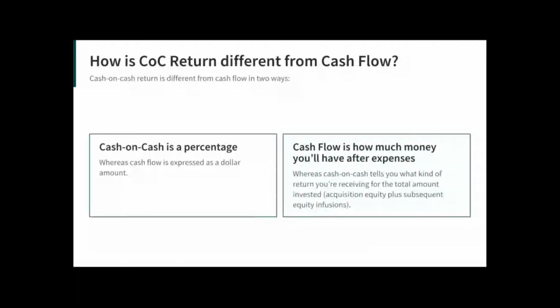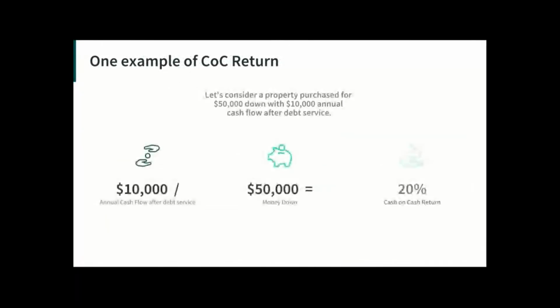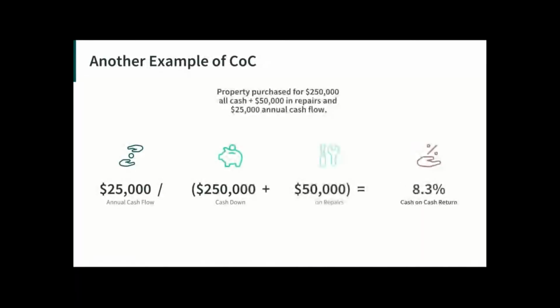So let's take a look at 2 quick examples. Example number 1, property was purchased for $50,000 down payment with $10,000 in annual cash flow after debt service. So very simply, it's $10,000 divided by $50,000 gives you a 20% cash on cash return. Not too shabby. Example number 2, property purchased for $250,000 all cash, plus $50,000 in repairs, with an annual cash flow of $25,000. Again, $25,000 divided by $300,000 gives you an 8% cash on cash return.